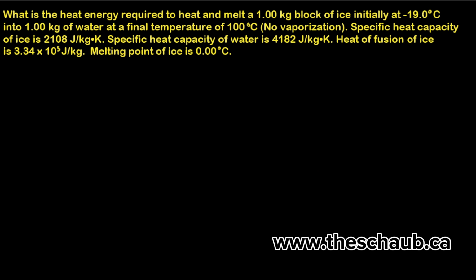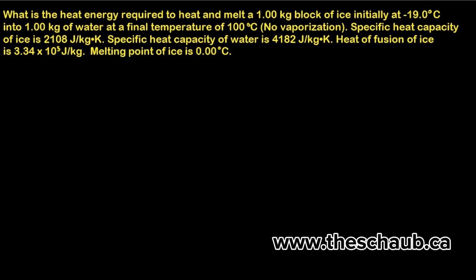The specific heat capacity of ice is 2,108 joules per kilogram Kelvin. The specific heat capacity of water is 4,182 joules per kilogram Kelvin. And the heat of fusion of ice is 3.34 times 10 to the 5 joules per kilogram. For this question, we're going to assume the melting point of ice is exactly 0 degrees Celsius.